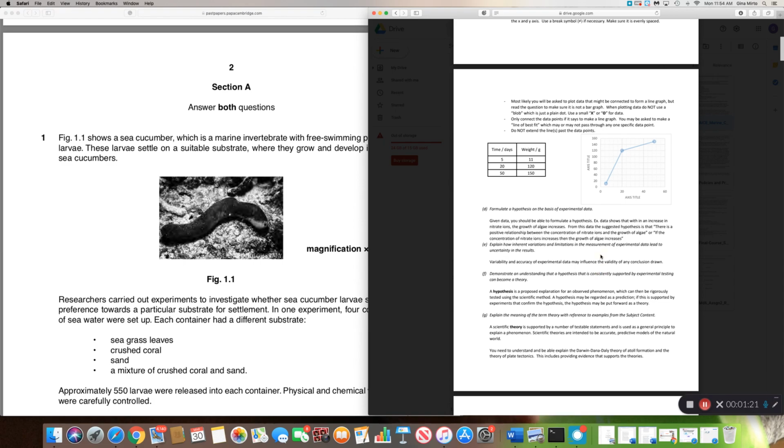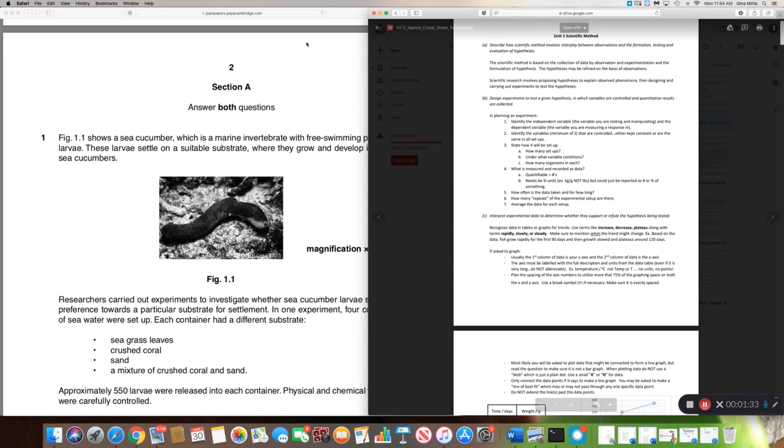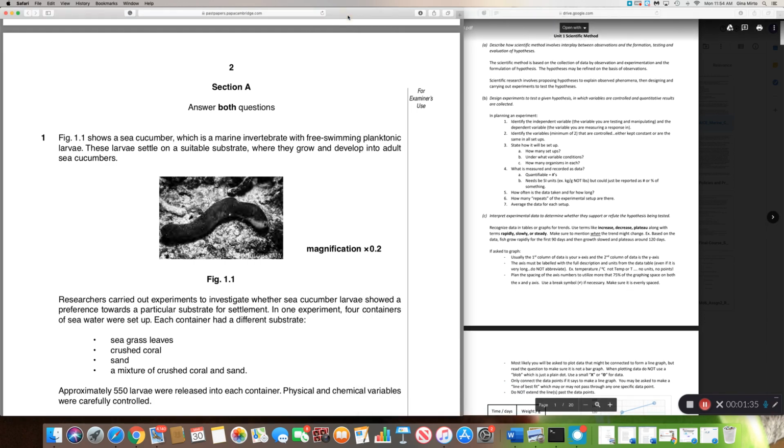So if you look here, this is my AICE Marine cheat sheet, right? And I have given you guys sections of this throughout the year. The first section, obviously, is on the scientific method. So Cambridge finds that the scientific method is important, as all scientists do, because it's the proper procedure for you to follow so that you'd be able to have a dependable study that has replicable results, all right?